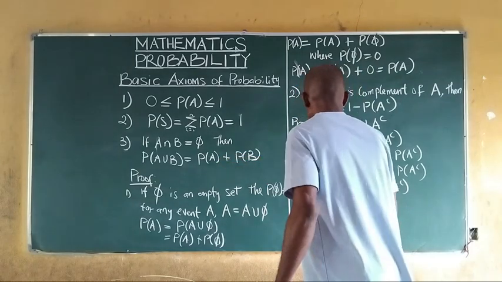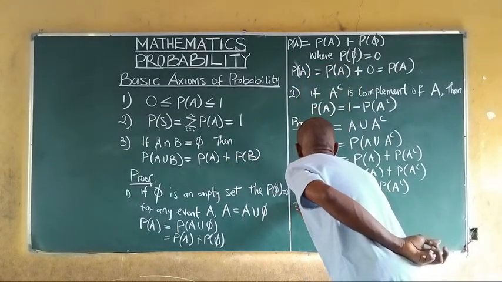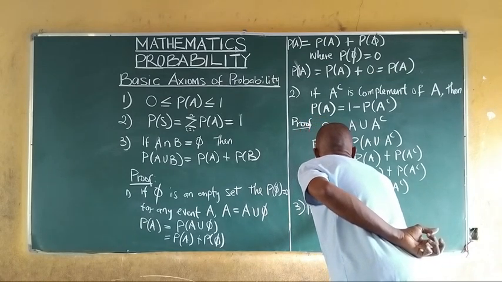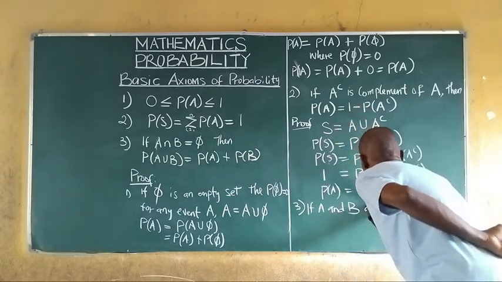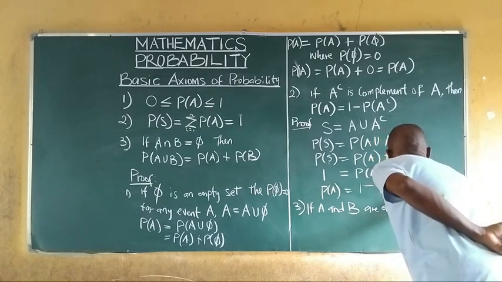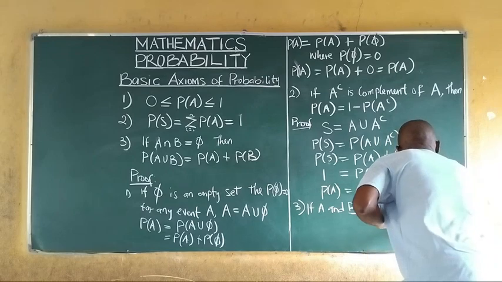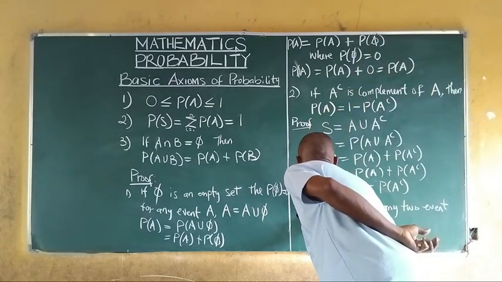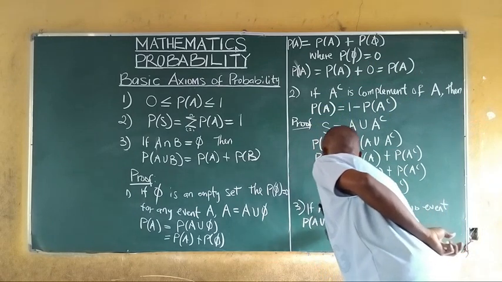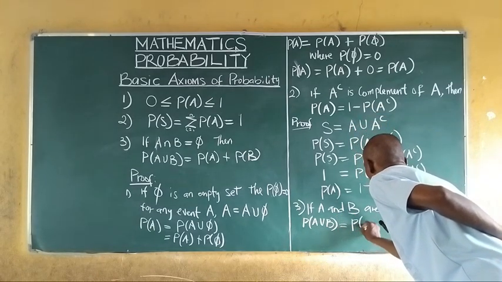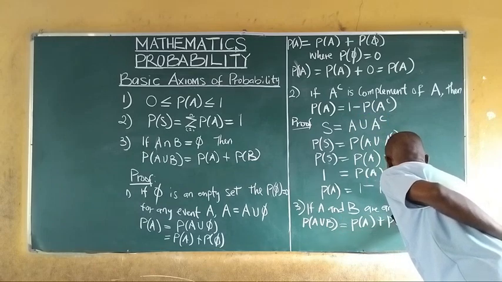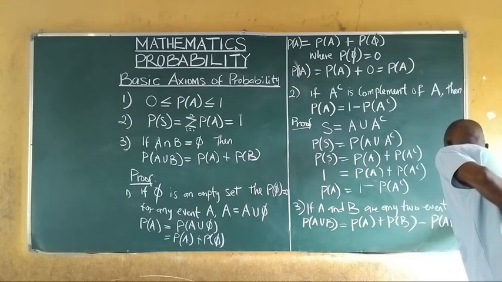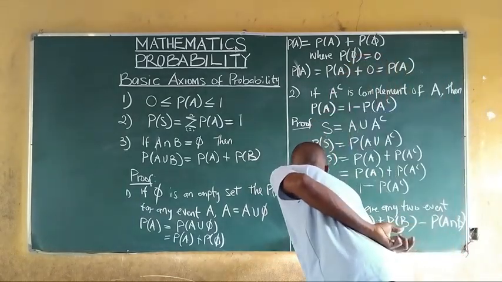And for the third one, if A and B are any two events, we note that the probability of A union B is equal to the probability of A plus the probability of B minus the probability of A intersection B. So we prove.